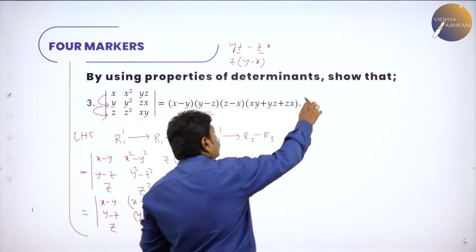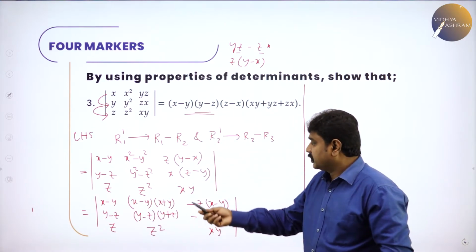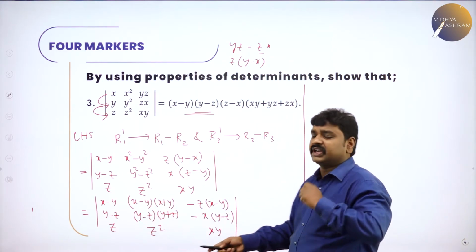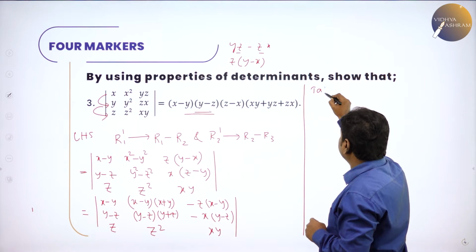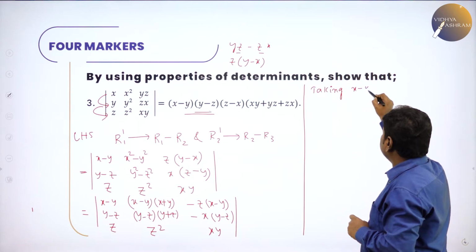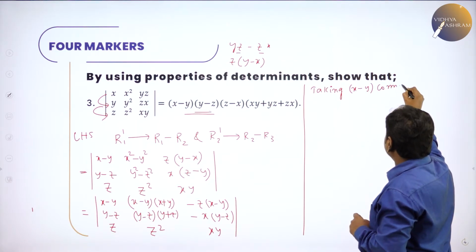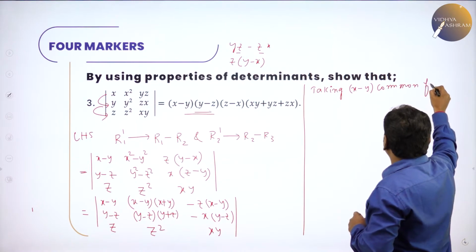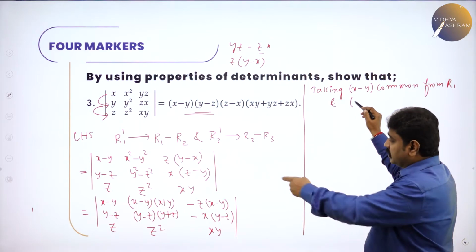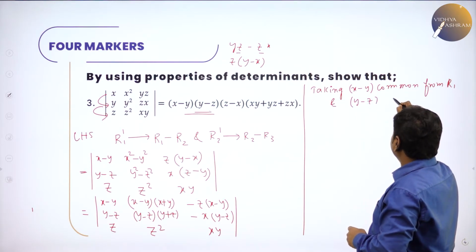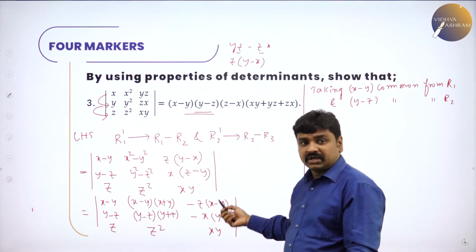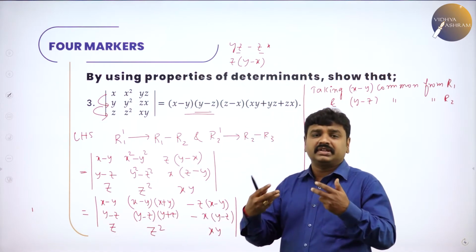Now you can observe and take common. So when you observe, in the first row x minus y is common, in the second row y minus z is common, we'll take it out. So we have to specify what we are doing. So we'll write what we are doing: taking x minus y common from R1, row 1, and y minus z you can take common from R2. Can we do this? Because in the first row we can see x minus y is common, in the second row we can see y minus z is common, we'll take them as common.